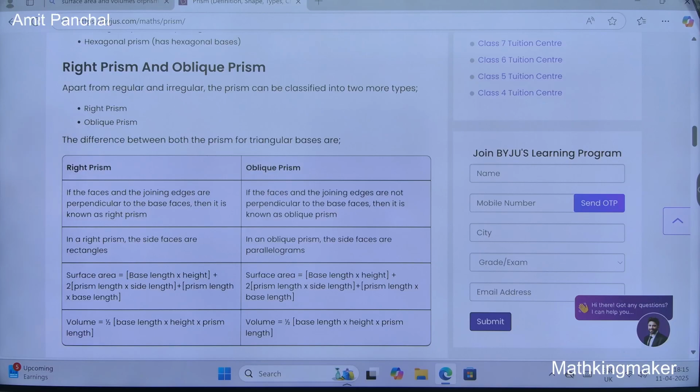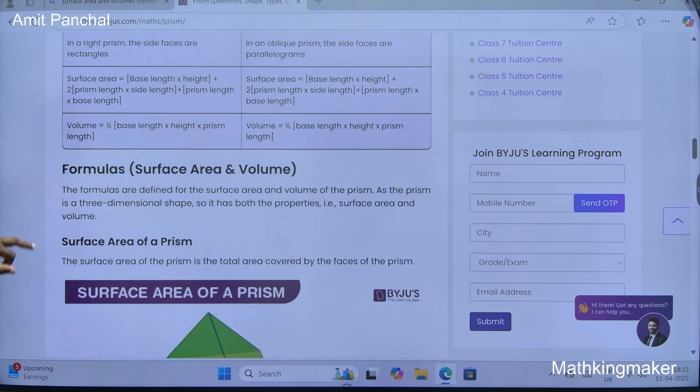Okay, I think, Sir, yes. I think we only have surface area of prism, sir. Okay, so we'll not see that.